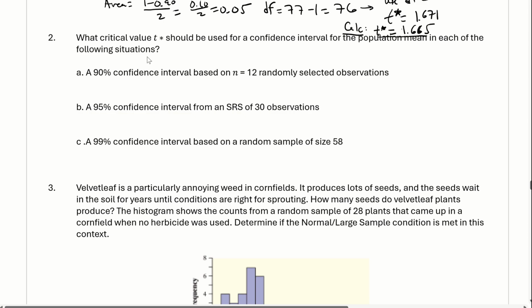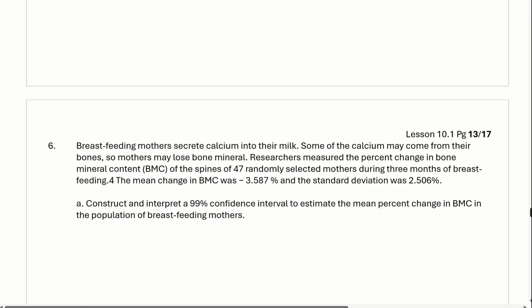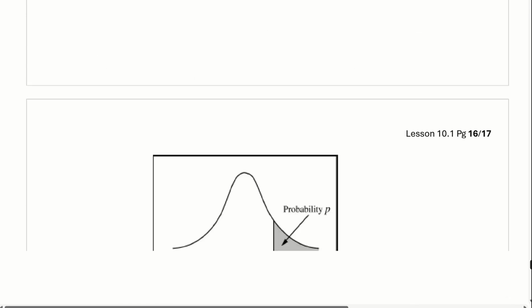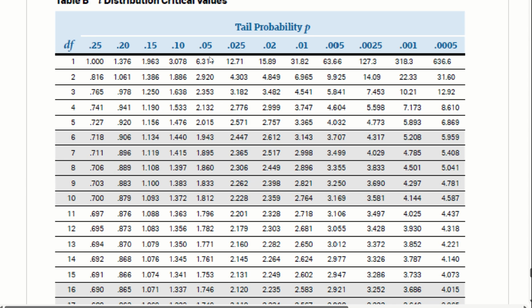All right, so number 2, what critical value t? So it's another critical value question. Again, we don't have to do the area all over again. We know that the area based off of what we just calculated for 90% is 0.05. And we know that df is 11, so we can calculate the critical value for that. So we got 11 and then 0.05, so 1.796.